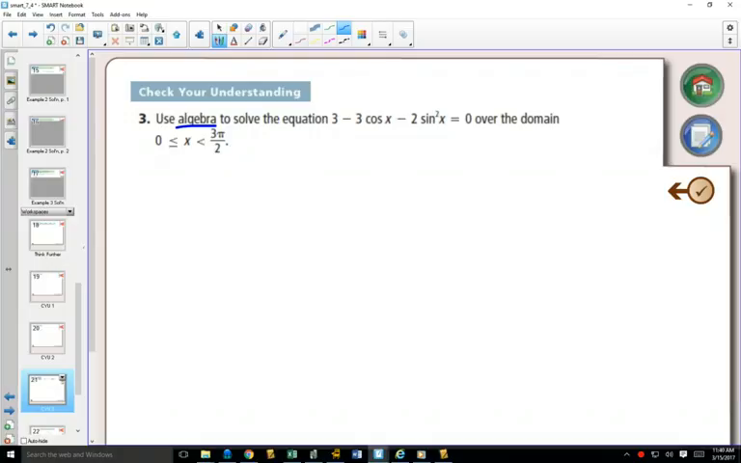And to start off with, we notice in this equation that it has a cos x and a sine squared. It has two different functions. Now, in order to solve an equation with two different functions, you have to separate those functions.